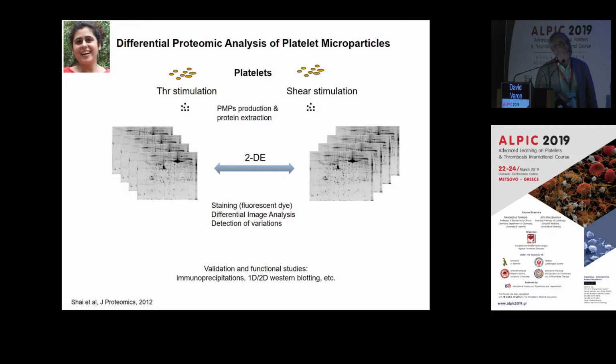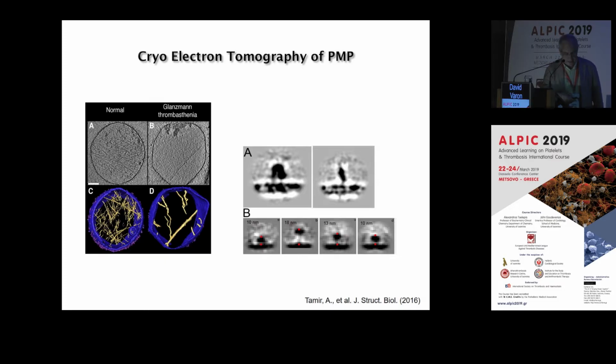Using these two methods, we observed different constituents of proteins. This is proteomics analysis, and we found quite different proteins in the microparticles produced by activation by thrombin versus those which were produced by the shearing system. And this is how they look.